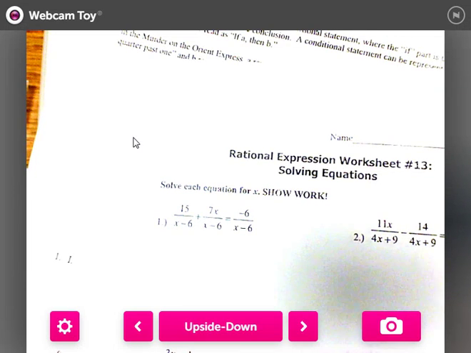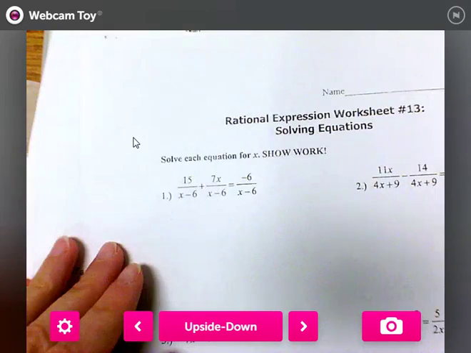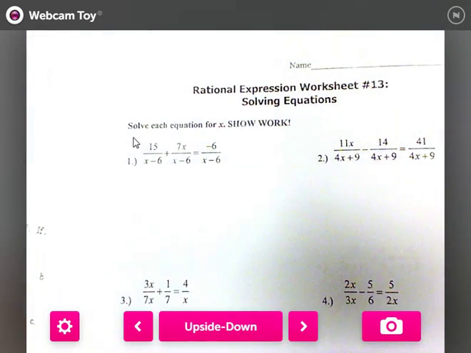Ladies, gentlemen. Shh. Okay, we are working on rational equations with solving.